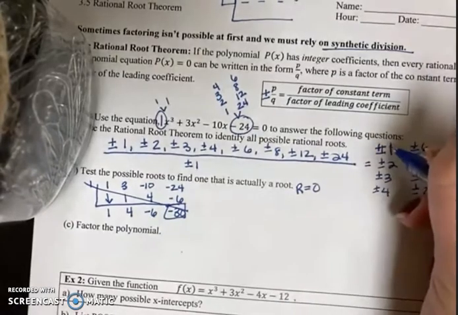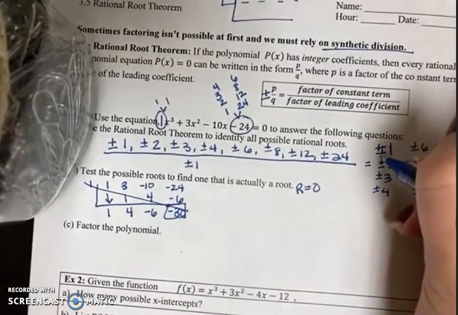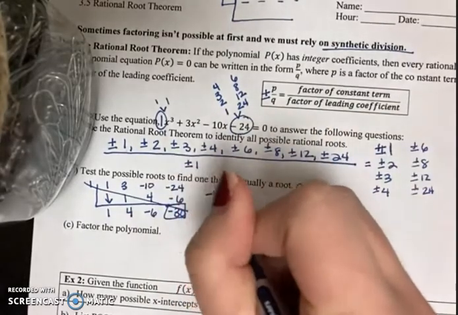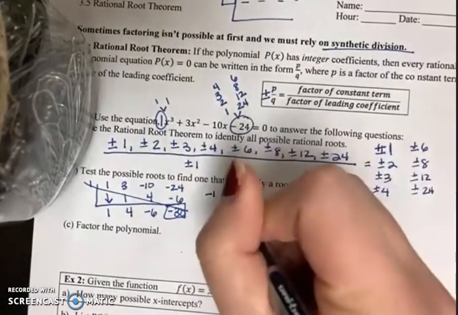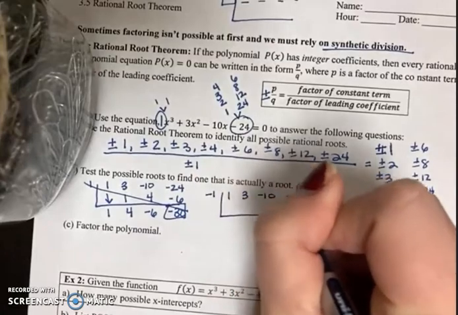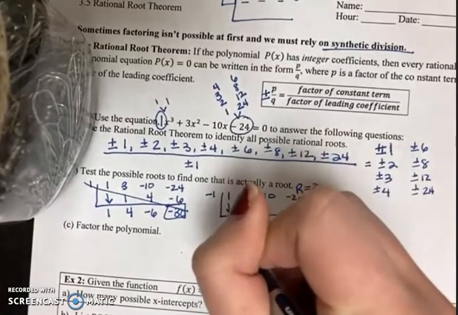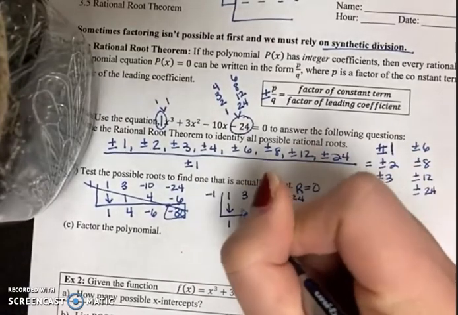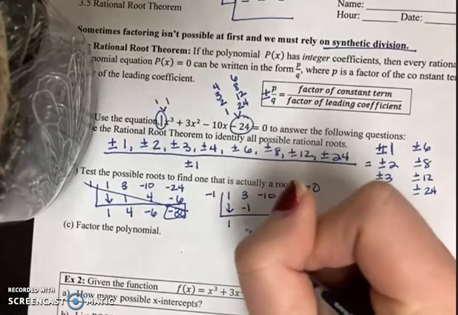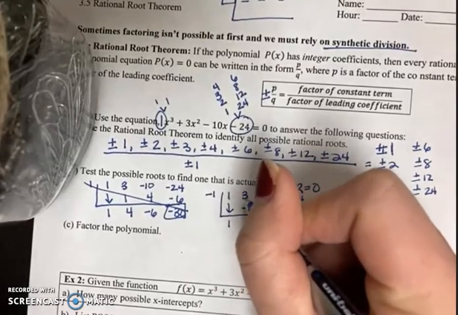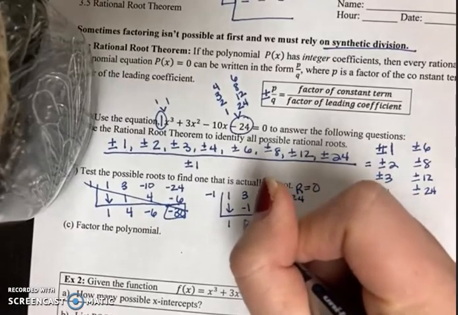I've already tried a positive one, but remember this is plus or minus, so another possible root is a negative 1. Let's see if that works. 1, 3, negative 10, negative 24. Okay. Bring down the 1. 1 times negative 1 is negative 1. 3 plus a negative 1 is a positive 2.